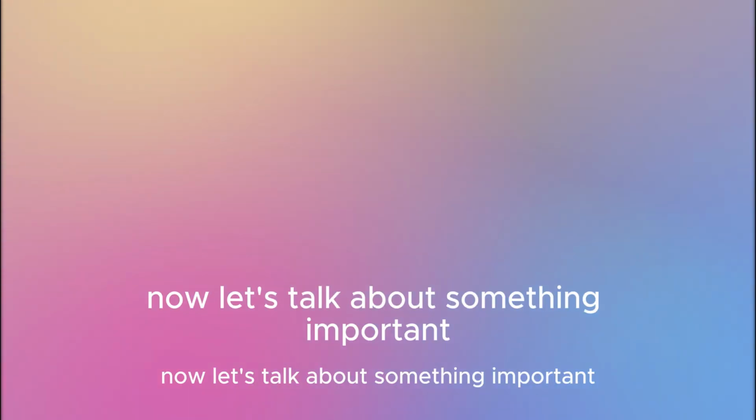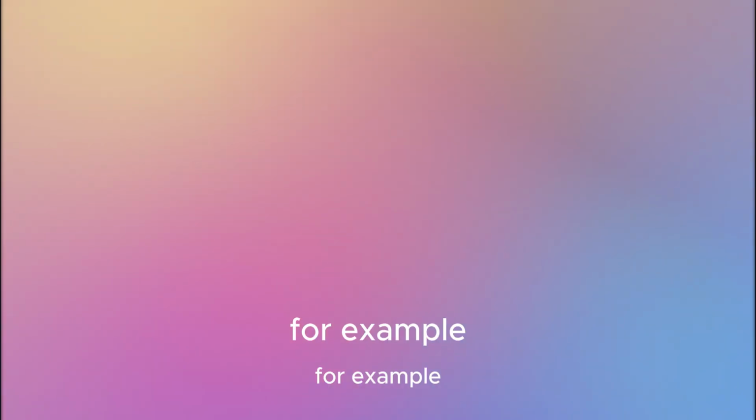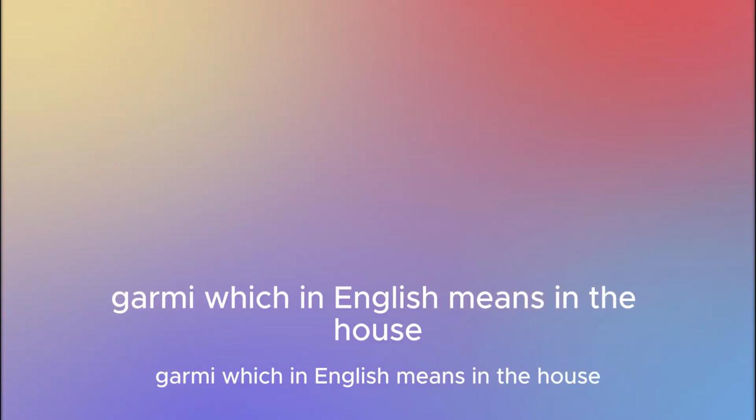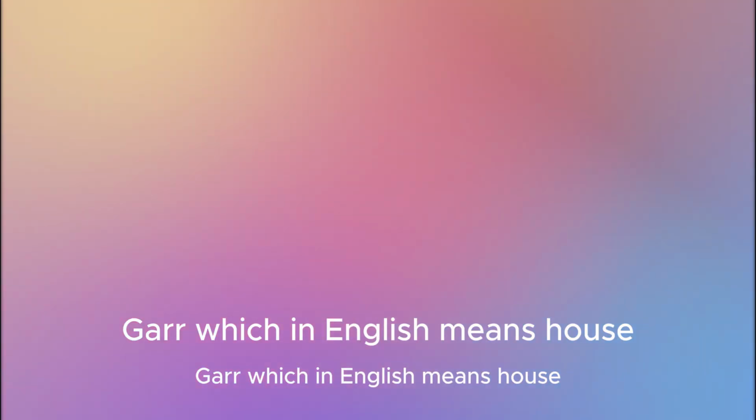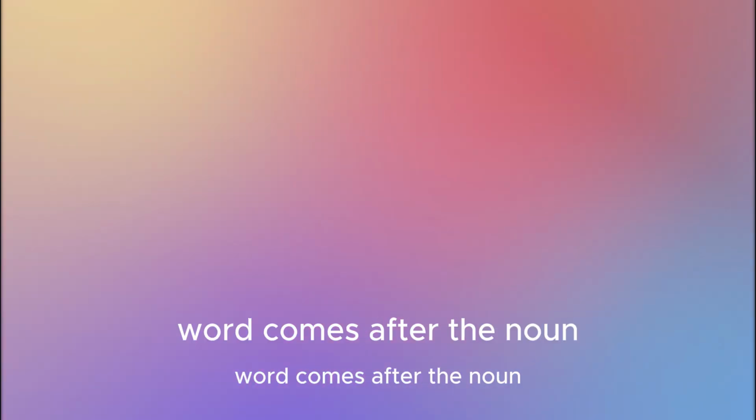Now let's talk about something important. Hindi also uses postpositions instead of prepositions like in English. For example, ghar mein, which in English means in the house. Ghar, which in English means house. Mein, which in English means in. The position word comes after the noun.